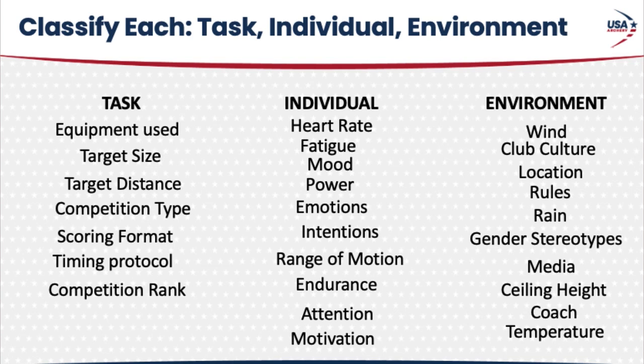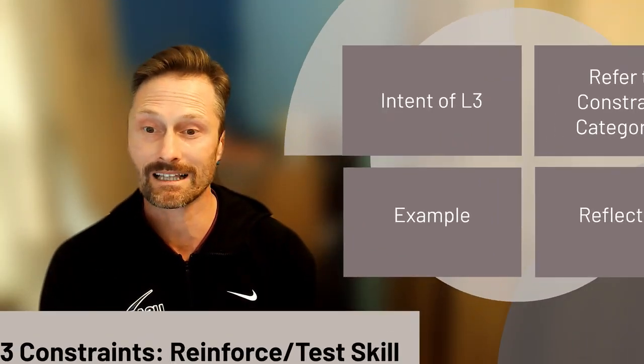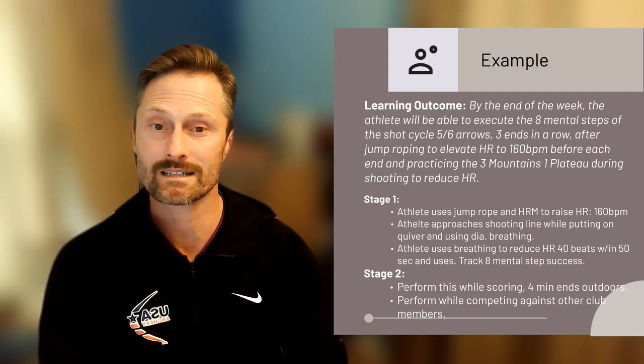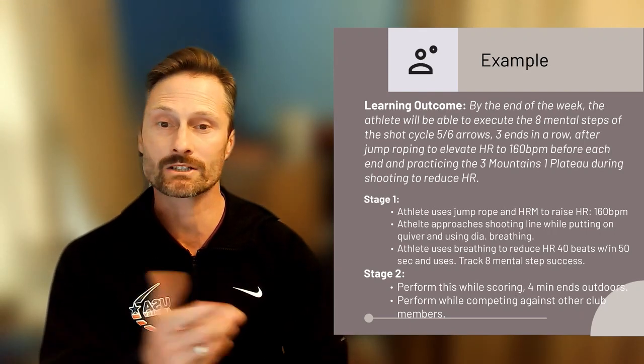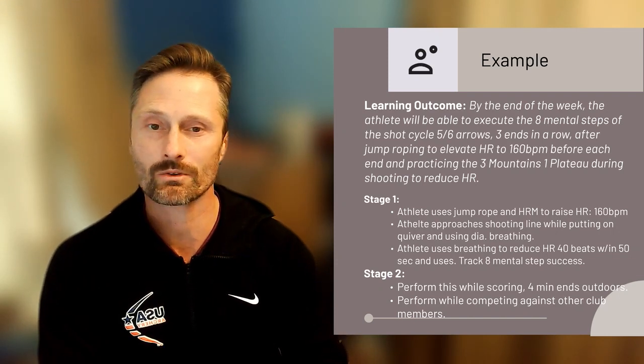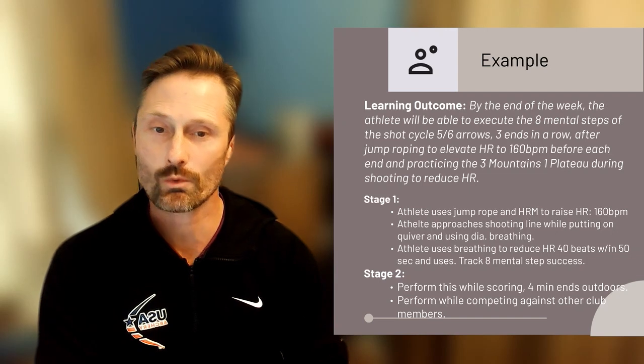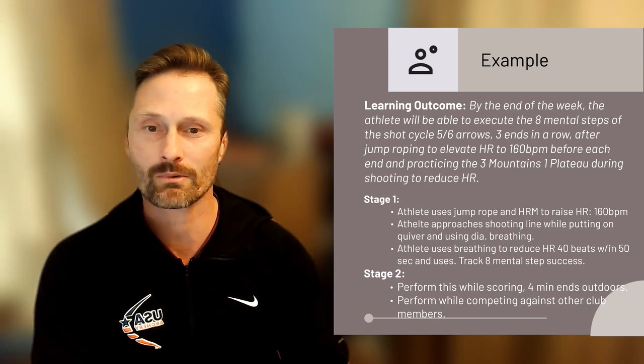Temperature, all of those aspects. So when you take these 3 categories into account, then we can begin to develop level 3 constraints that look like this. Let's imagine there's a learning outcome. By the end of the week, the athlete will be able to execute the 8 mental steps of the shot cycle, 5 out of 6 arrows, 3 ends in a row, after jump roping.